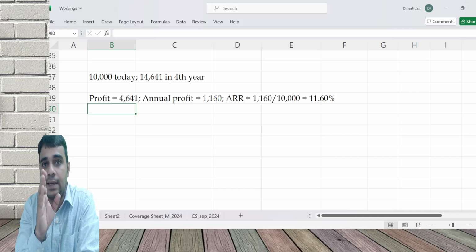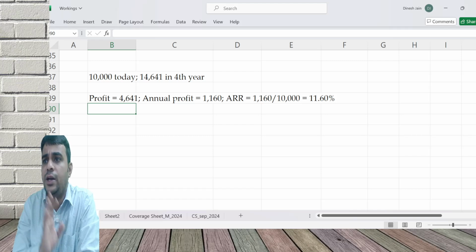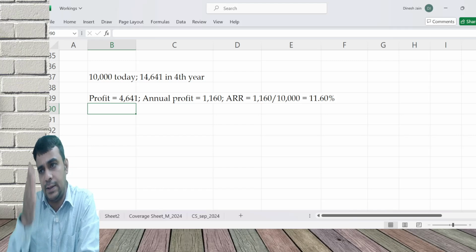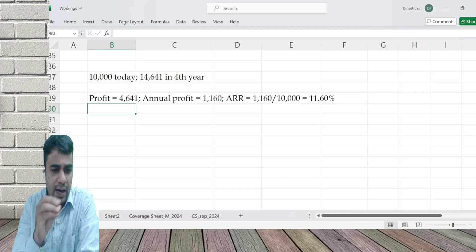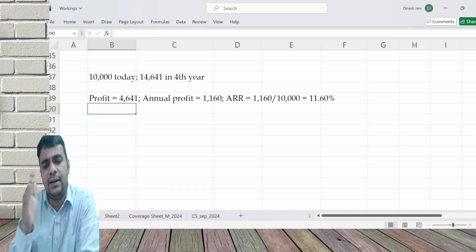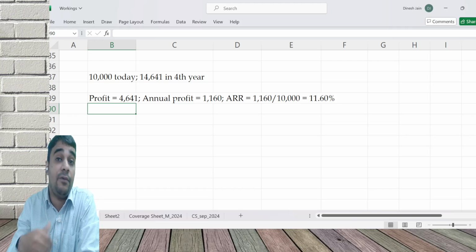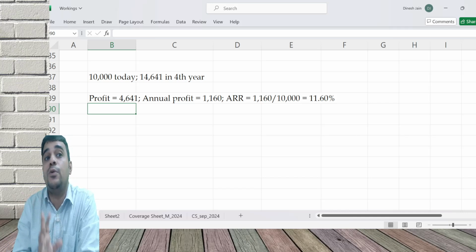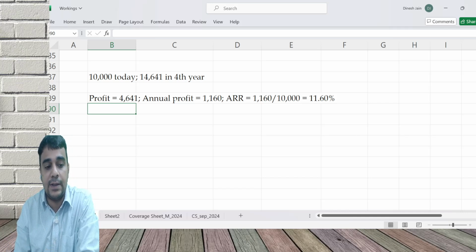Something is wrong. Bank is saying I'm paying you 10%, and you did your calculation and you are showing 11.6%. How did it become 11.6? I invested 10,000, added 10% each year, you gave me the number, and I wrote the profit, 4,641. Annual profit we calculated, ARR is 11.6%. But I went to the bank and asked, and he's still saying I'm paying you only 10%. ARR technique ignores time value of money. So a variant of the ARR technique is the IRR technique, internal rate of return.